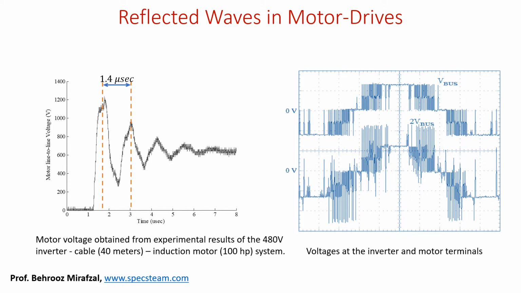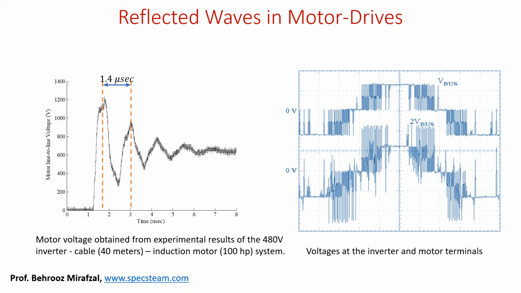And if you zoom in on one of these spikes, you can see the waveform I'm showing on the left side, and you can see that the first overshoot of the voltage reaches twice the DC bus voltage. In this case it was 650 volts, and the ringing frequency, or the frequency of oscillation, is close to 1 megahertz for a motor drive system when the cable length was 40 meters, running 100 horsepower.